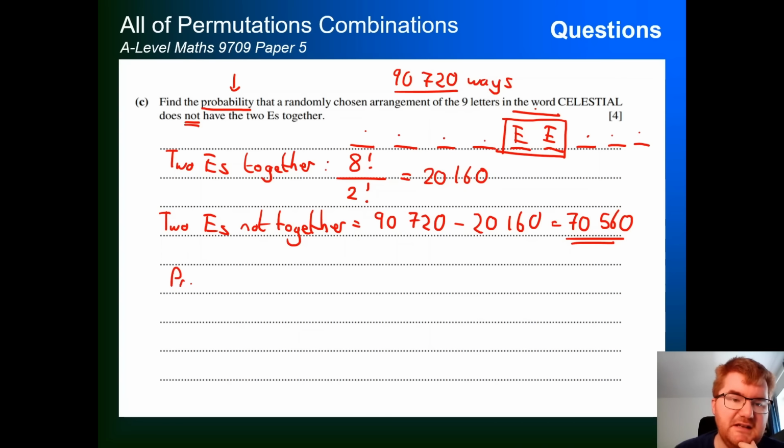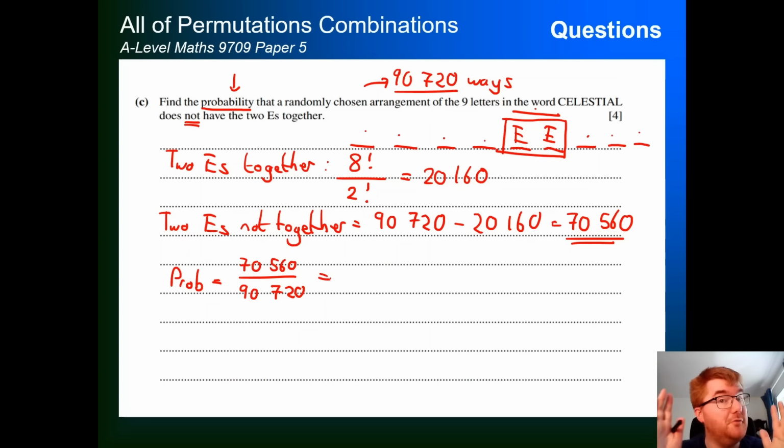So the probability here will be equal to 70,560 divided by the total number of ways, 90,720. And this magically simplifies, as what your calculator is there for, to give you 7/9 to give us our 4 marks.